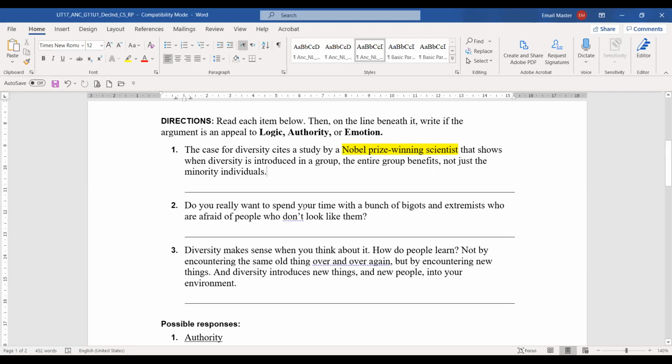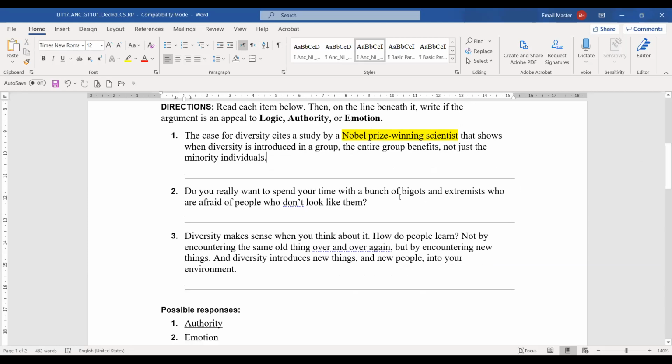Number two, do you really want to spend your time with a bunch of bigots and extremists who are afraid of people who don't look like them? So these words that they use show us that it's appeal to emotions.